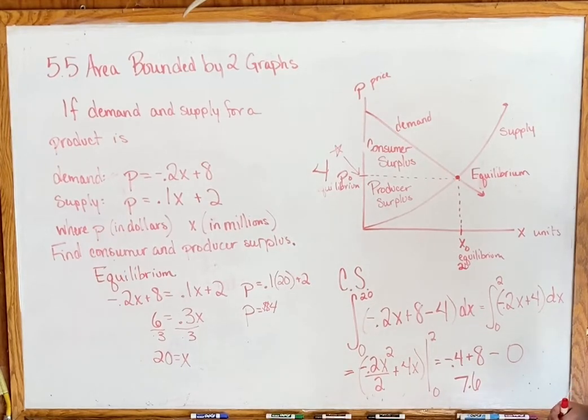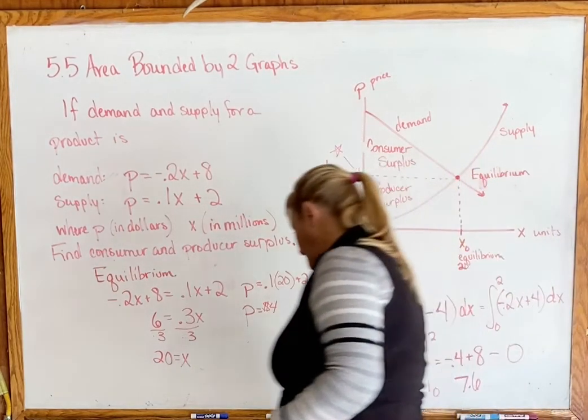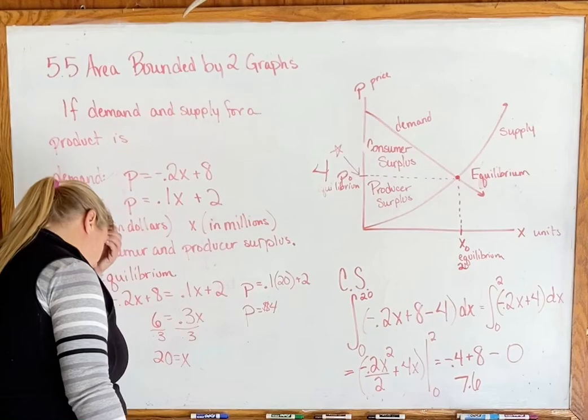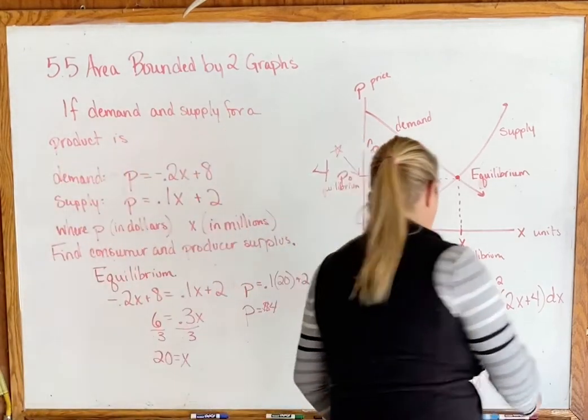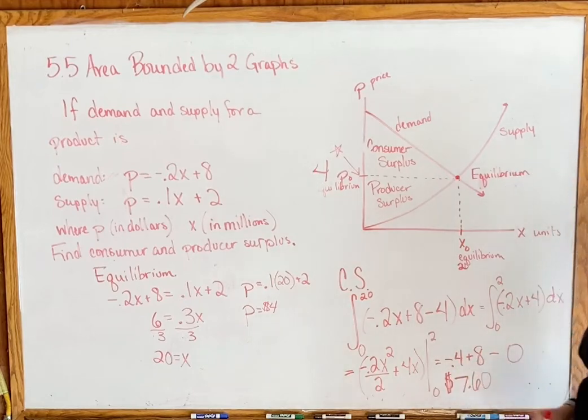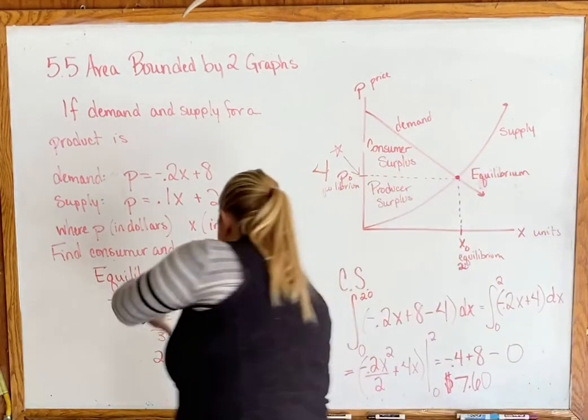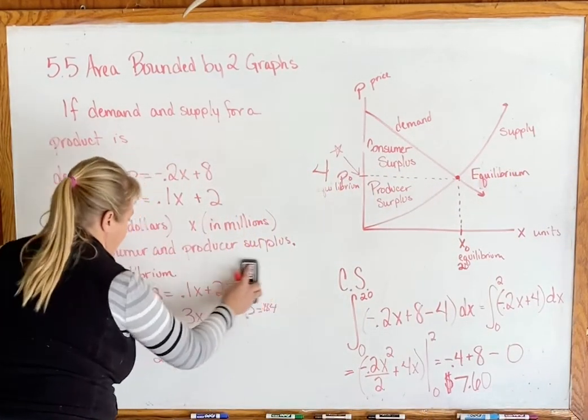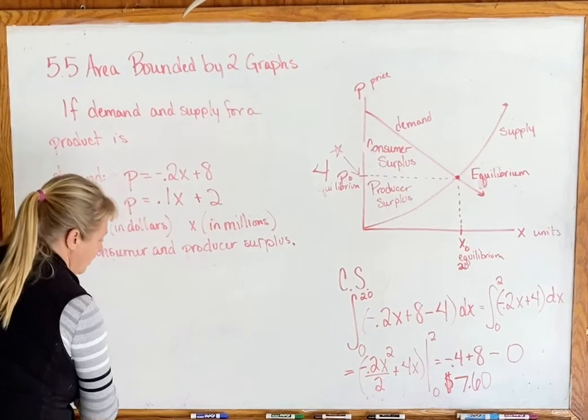Yeah, this is in dollars, I'm sorry. So $7.60. Okay, sorry about that. That's our consumer surplus. Now we're not done because they also want producer surplus. So I'm going to come over here, I'm going to erase this part down here so we can find the producer surplus.